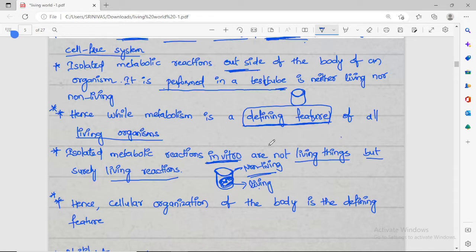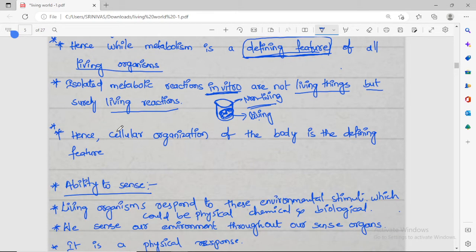Next, this is about metabolism. Metabolism means a chemical process done in our body, in living organisms, and is called a metabolic reaction. But some metabolic reactions also occur in a test tube, outside of the body. Still, it is a defining feature. And next, this is the important point: cellular organization of the body is also a defining feature, along with metabolism.